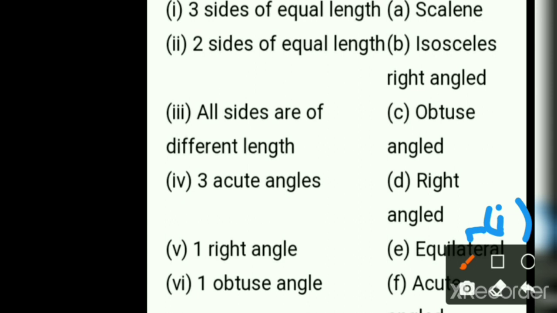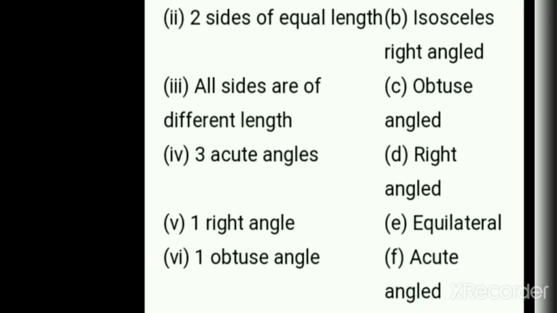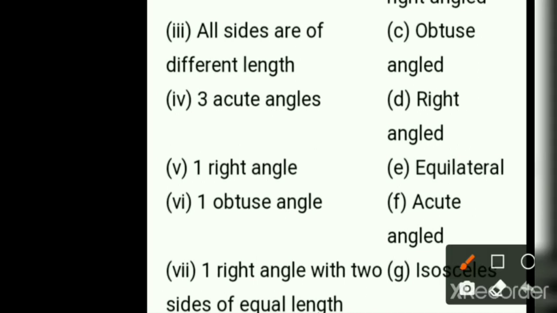Now next one. Two sides of equal length. When two sides are of equal length, what do we call the triangle? It is an isosceles triangle. Yes, children. So our answer is isosceles. So the second subdivision is isosceles.